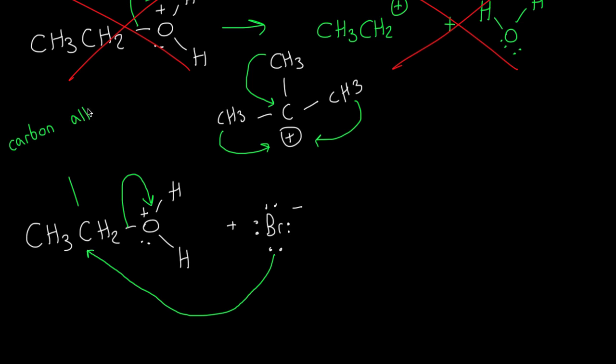attached to your OH. It's going to attack right to there. Remember, we draw from the electrons in all cases. In this case, the electrons are in the bond and it's going to attack the oxygen. In this case, the electrons are in the bromide and it's going to attack the carbon.